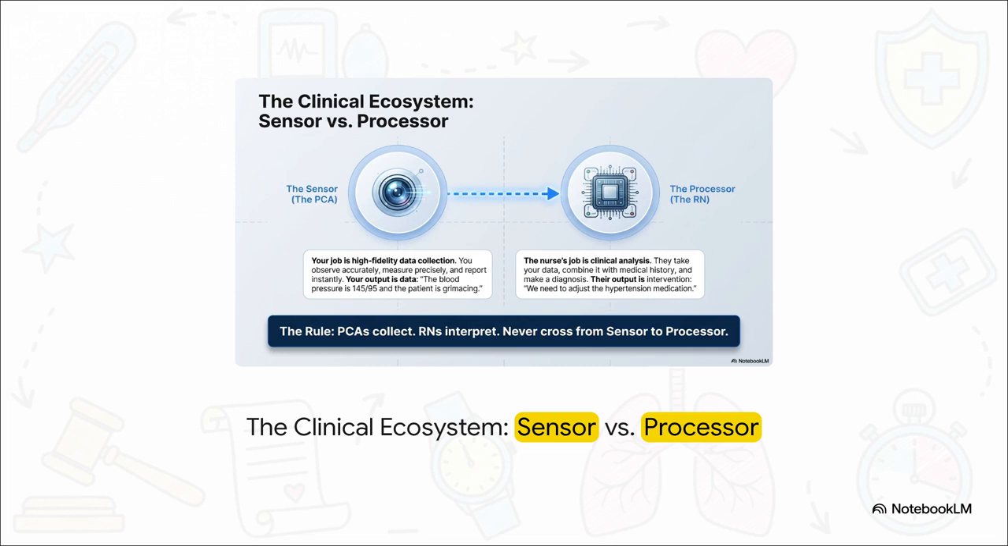Your output is raw data. The registered nurse, on the other hand, is the processor. Their job is clinical analysis. They take your data, combine it with the patient's medical history, and make a diagnosis. The golden rule? PCAs collect, RNs interpret. Never cross the line from sensor to processor.